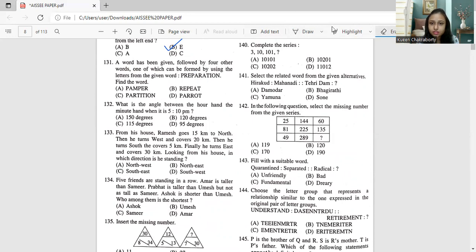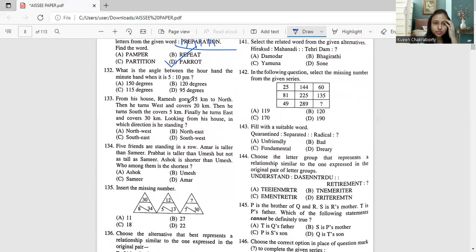Next we have parrot. Let's see. P-A-R-R-O-T. Yes, parrot can be formed. So we will be marking parrot as the correct answer. From the word preparation, parrot can be formed.